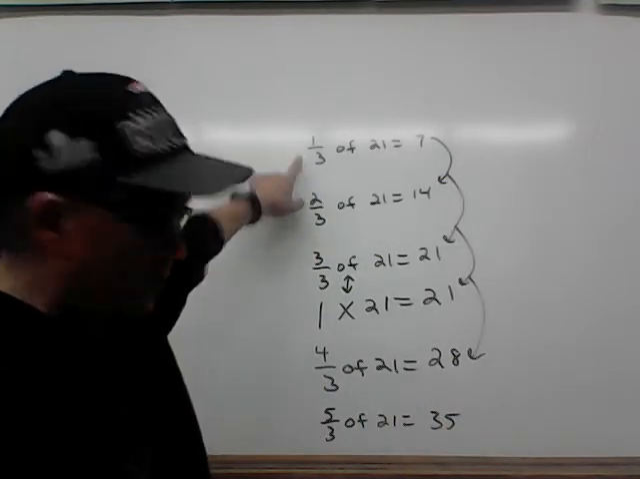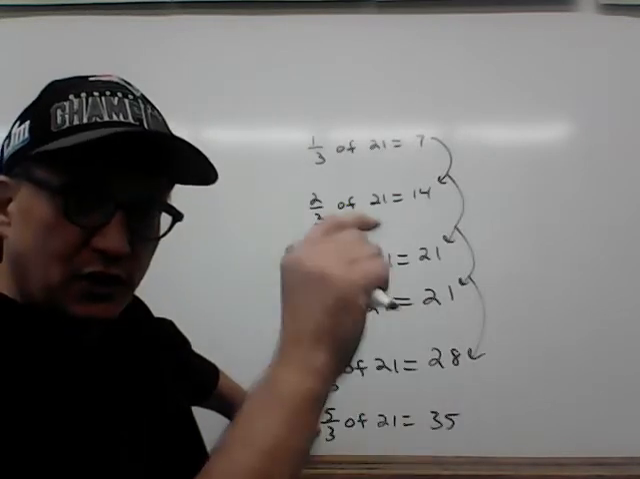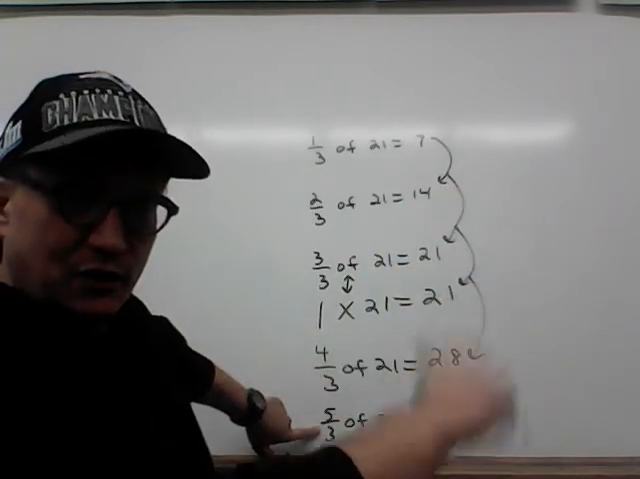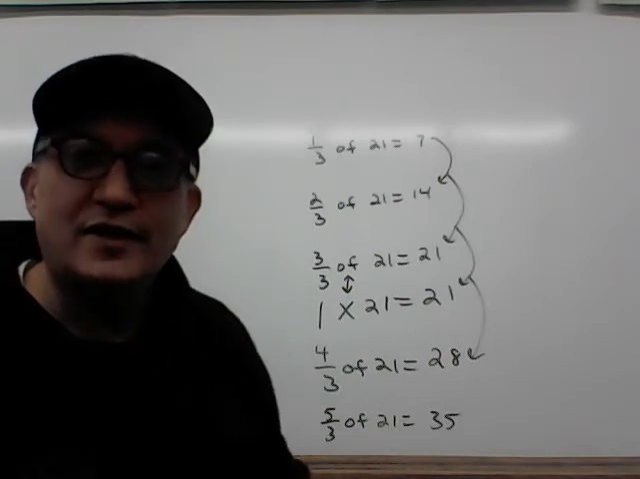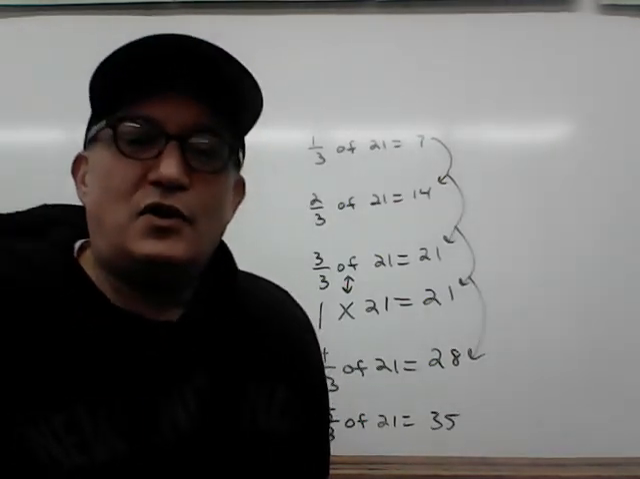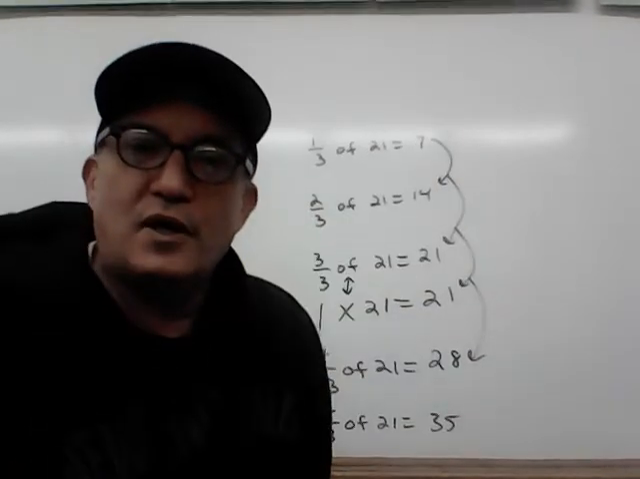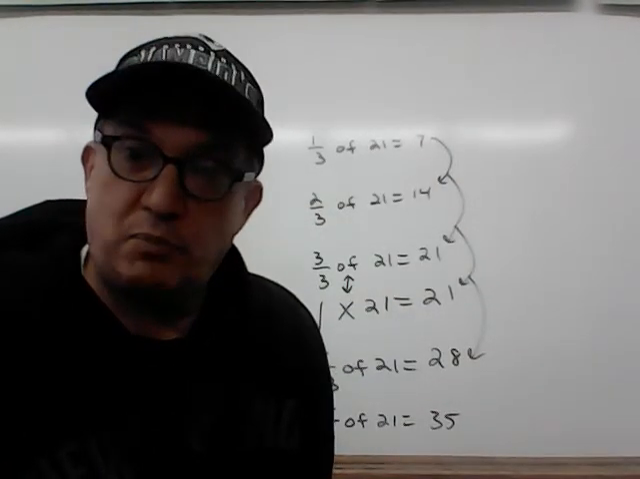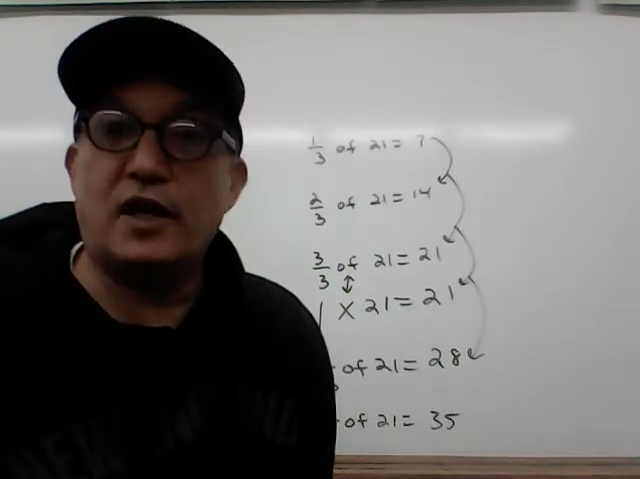1/3 of 21 is 7. 5/3 of 21 is 5 times bigger than that, so it's 5 times 7, or 35. And this is essentially how they work. Once you get the hang of it, it's very simple. And if I were to put up another, say, 6 problems, I think you'll get them all.